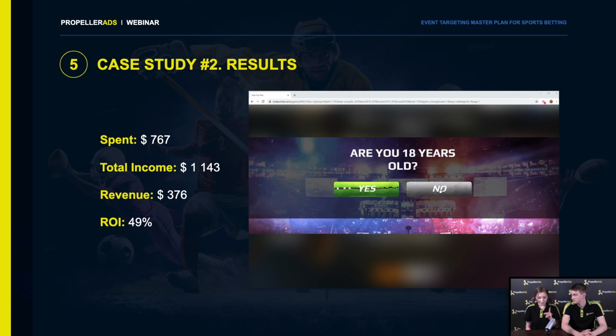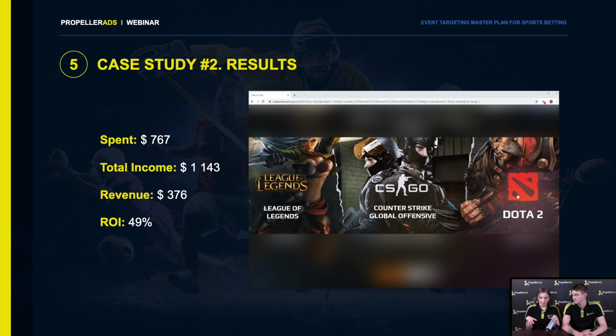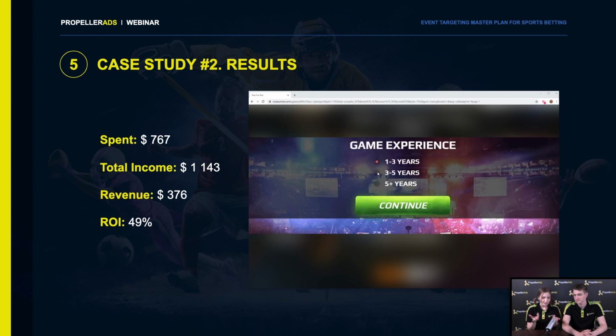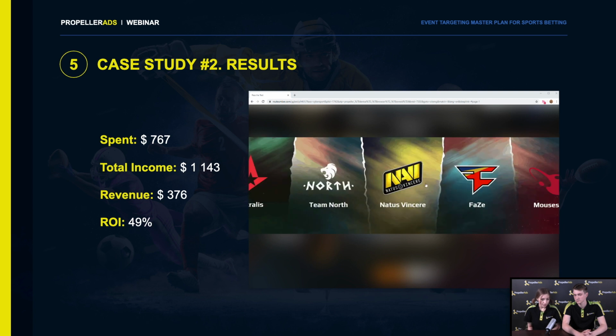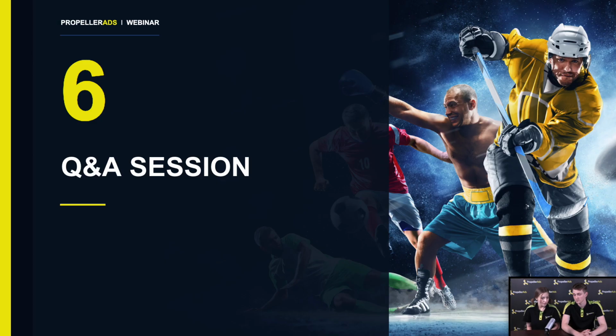And this is actually a classic case. Remember the Cookie Monster thing? This person decided to make a bigger investment, like spent 767 and got more revenue. And the total income is actually impressive as well.